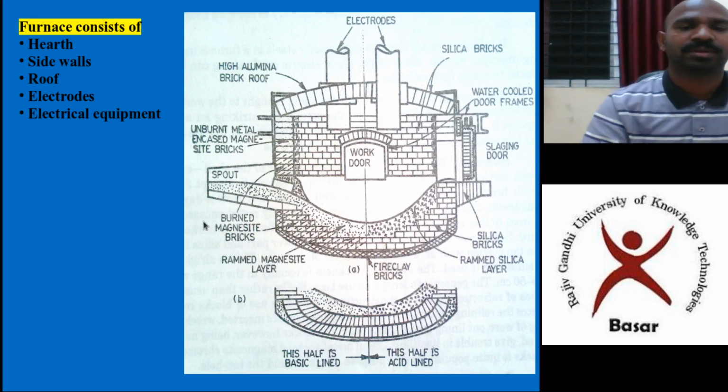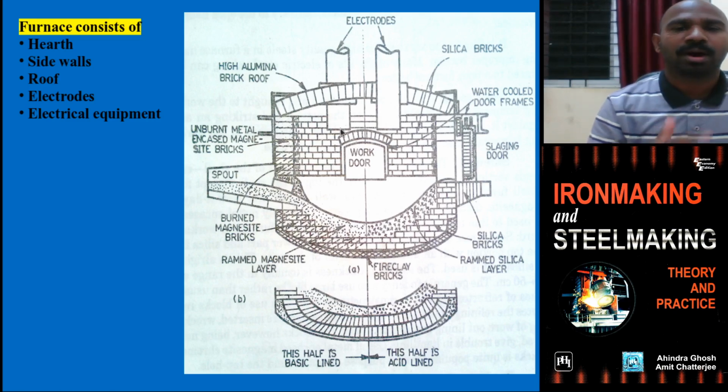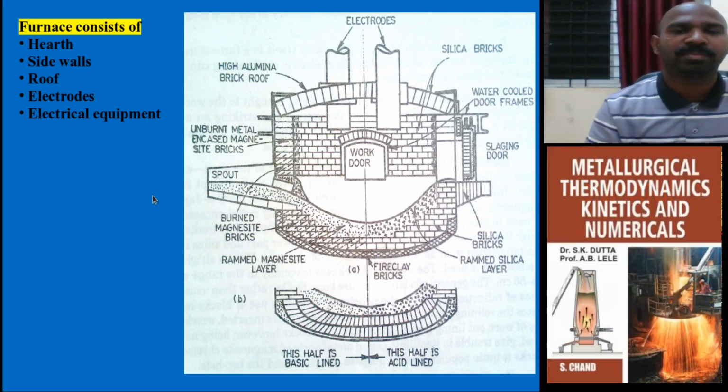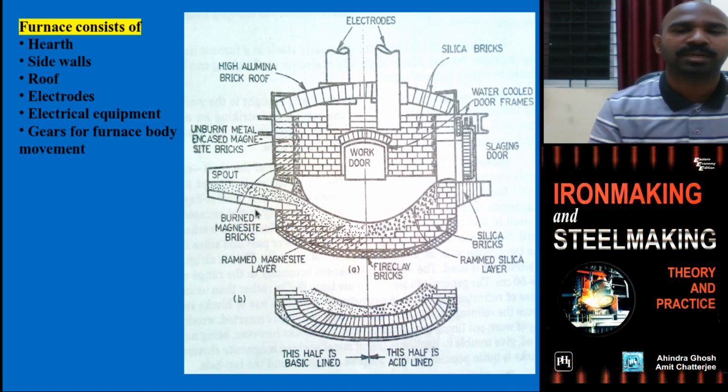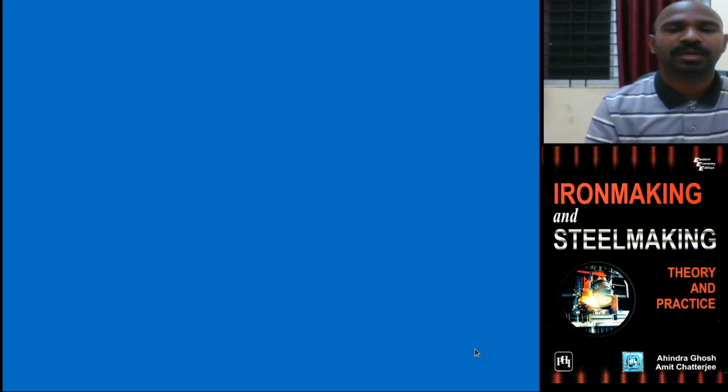And electrical equipment, just like I have shown in the last slide. If the electrical power is connected, either AC or DC, depending upon the availability, the industry chooses the electrical equipment for the DC current. And gears for furnace body movement, lifting towards the slag door, lifting towards molten metal, tapping, which is nothing but the spout. So you need a lifting mechanism, a gear mechanism.